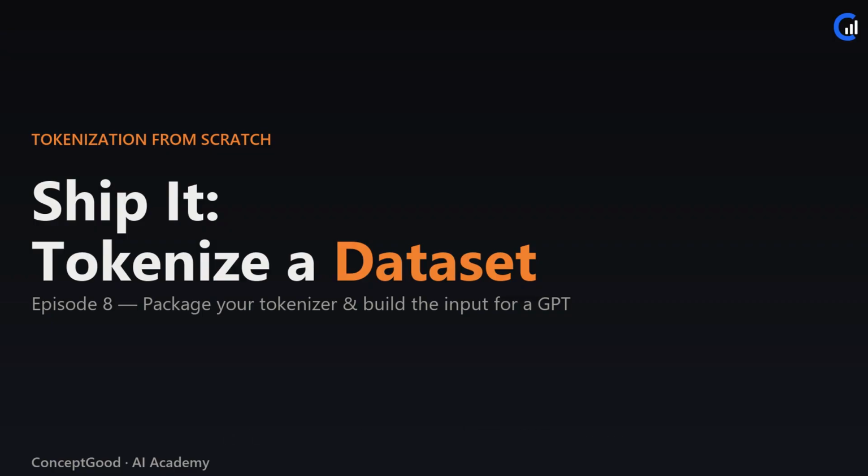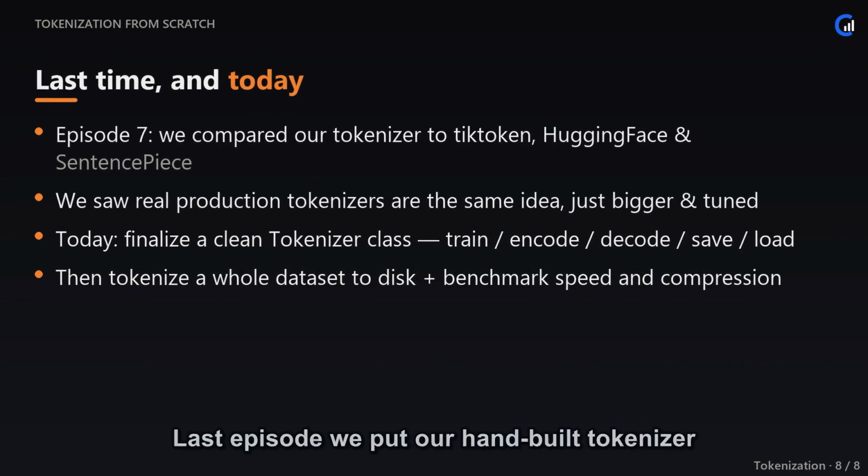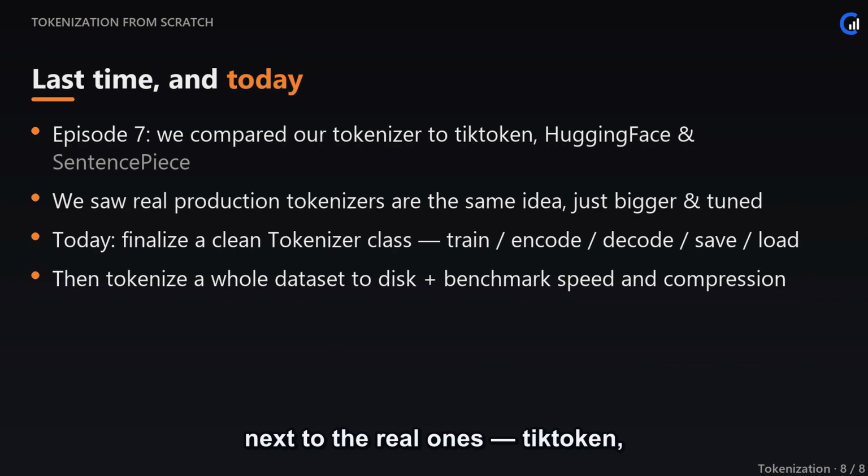That array is the exact input the next course needs to start training a model. Let's ship it. Last episode we put our hand-built tokenizer next to the real ones, tiktoken, Hugging Face, SentencePiece, and saw they're the same core algorithm, just larger and more tuned. Today we make ours production shaped. One module with 5 methods, a real training run, a tokenized dataset saved to disk, and a small benchmark so you know exactly how fast and how compact it is.